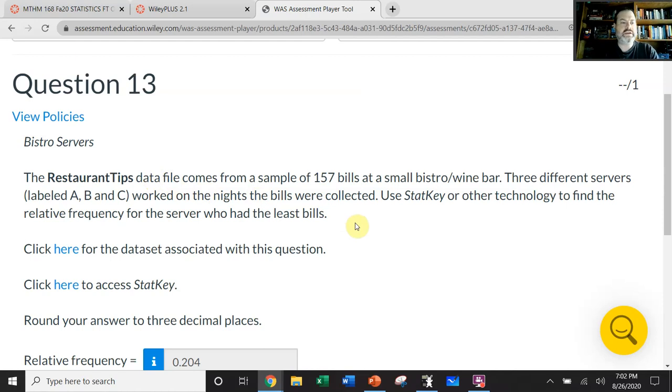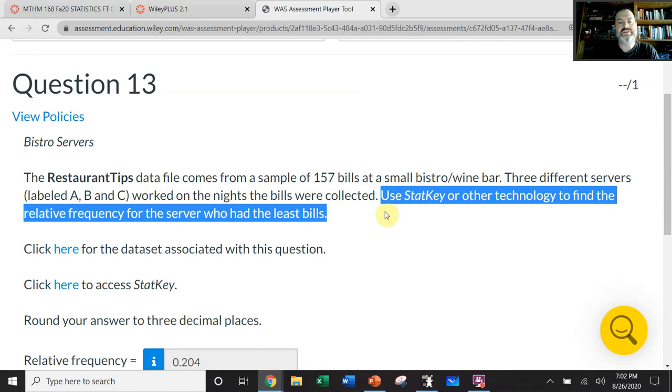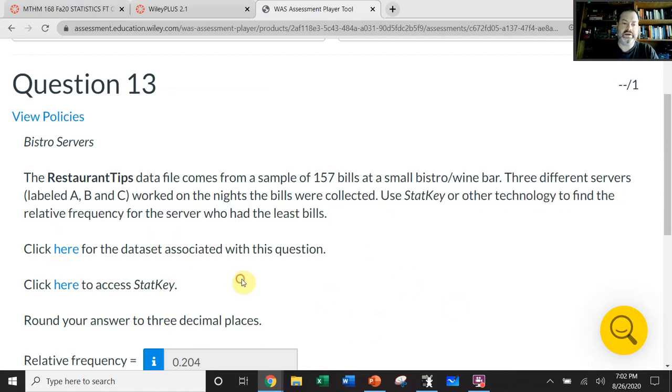Use StatKey or other technology to find the relative frequency. So look here, in the problem it says use StatKey. If it says in the problem to use StatKey, then you have to use it. That problem we saw in section 2.2 in the quantitative variable section, it did not say to use StatKey. So just because it says click here, that doesn't mean you click here. All right. Now you're allowed to click here to access StatKey as well.